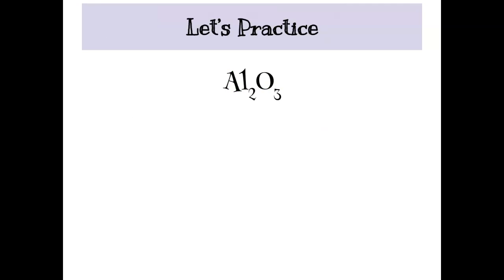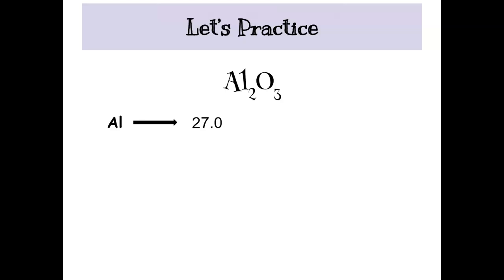So let's do a few more examples here. Here we have aluminum oxide. So we've got 2 aluminum and 3 oxygen. Okay, so we're going to need to find the molar mass of the aluminum, the molar mass of the oxygen, add it all together, and then divide. So again, for aluminum, we have to find the average atomic mass from the table, which is 27.0 grams. Again, that's coming from the periodic table.